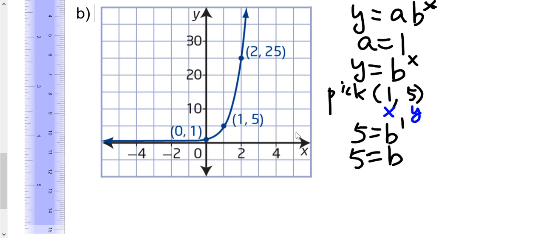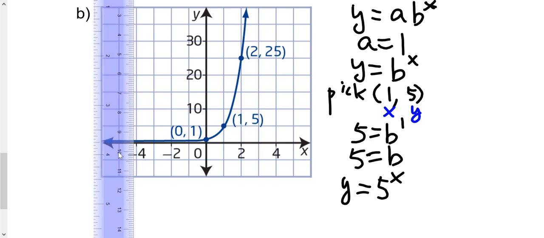Alright, so now we figured out b. So if we just write down or substitute 5 for b, then our equation is y equals 5 to the power of x, and your unknown, your variable, is still x, so this is the equation. Alright, so again, if you're thinking this is confusing, I don't get it, what you can do is look at it graphically, just like what I showed you before.